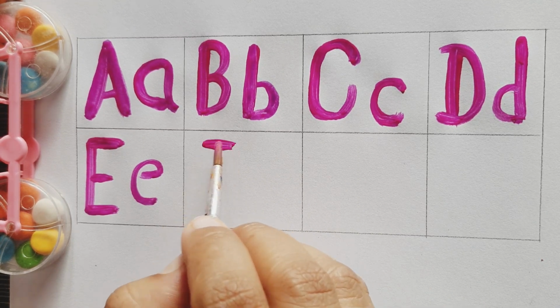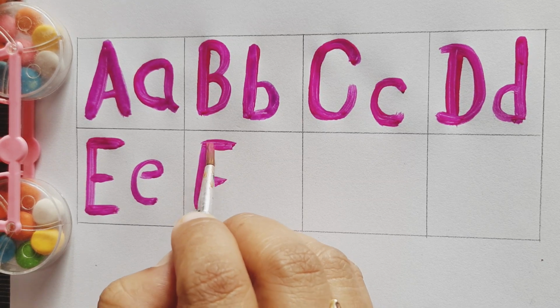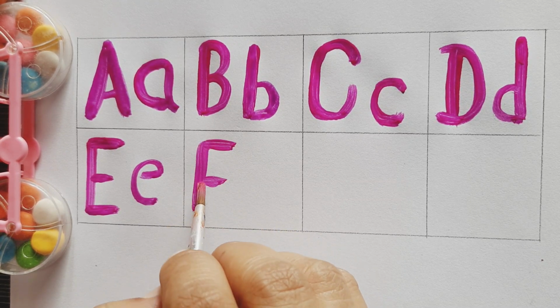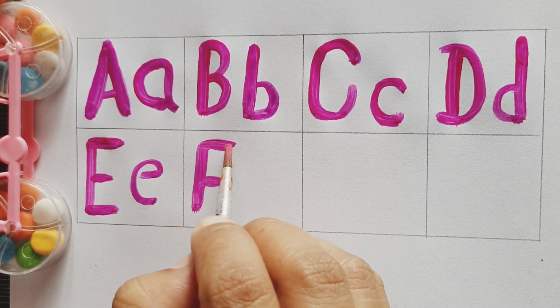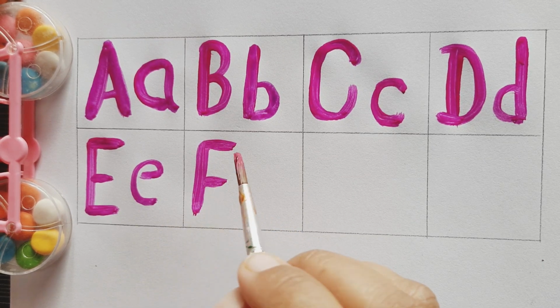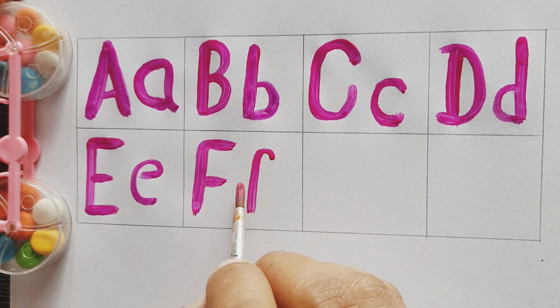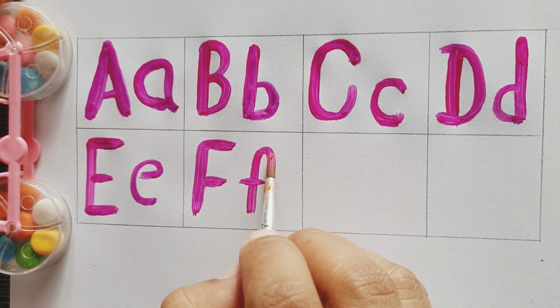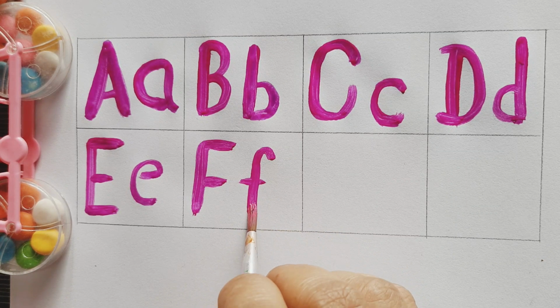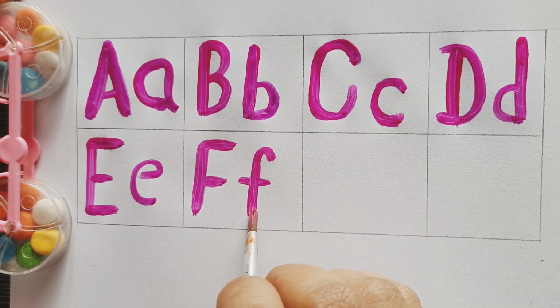eagle. F, capital letter F, F for fish, F for fan, capital letter F, small f, F for fish, F for fan, F for flag, small f.